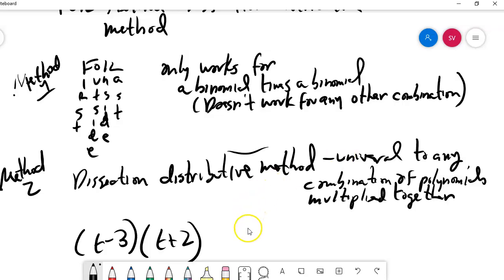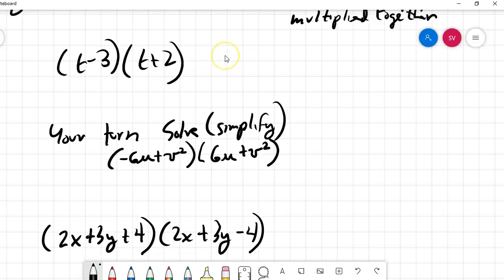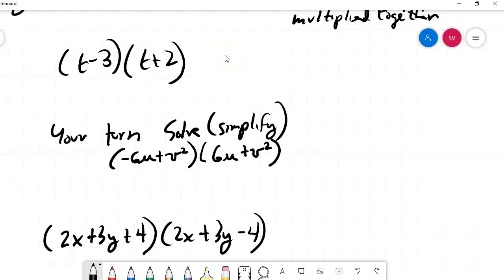All right, so let's look at some examples. This first example right here, I'm going to do both ways. We're going to solve it using the FOIL method, and then we're going to solve it using the dissection distributive method. So let's solve it using the FOIL first.